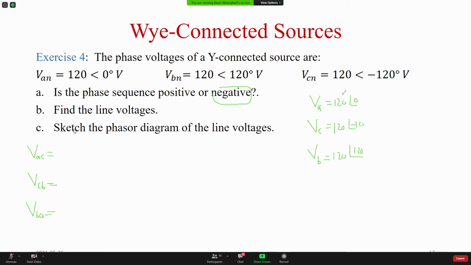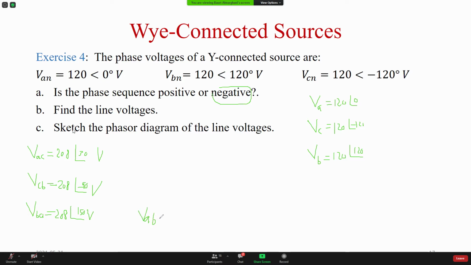What I'm going to do, I take 120 multiplied by square root of 3, so 208, 208, and 208. Then the angles, I'm going to add 30 to each one, so 30, minus 90, and 150. Volt, volt, volt. What if someone says instead of finding VBA, find VAB?